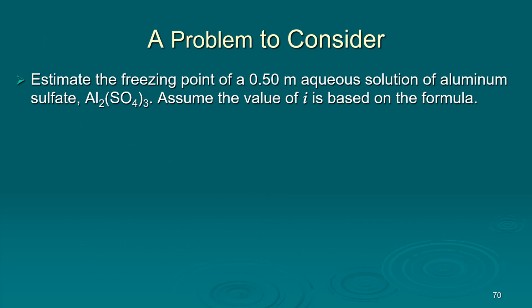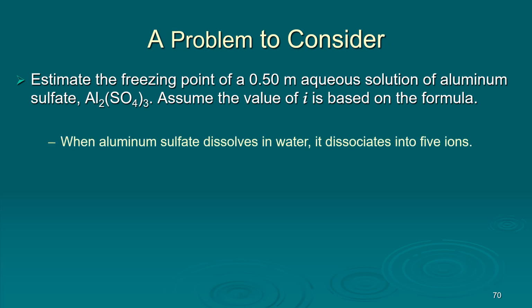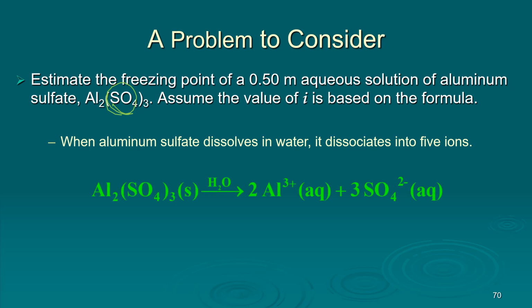So let's do an extra problem. Let's find the freezing point of a 0.5 molal aqueous solution of aluminum sulfate. We're going to assume that the value of i is based on the formula. The first thing we want to do, and this is why knowing your polyatomic ions and ionic equations from first semester is really important, is ask what happens when aluminum sulfate dissolves. The sulfate doesn't break apart, it stays together. There are 3 sulfates and 2 aluminums, so it will dissolve into 5 ions, right?